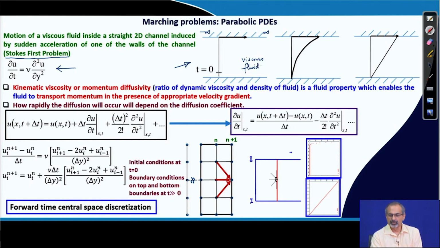And at t equal to 0 plus, the upper wall or upper plate is moved towards the right with a certain velocity, let us say u infinity. So, it is given a sudden acceleration and then it continues to move with that velocity perpetually beyond that time.